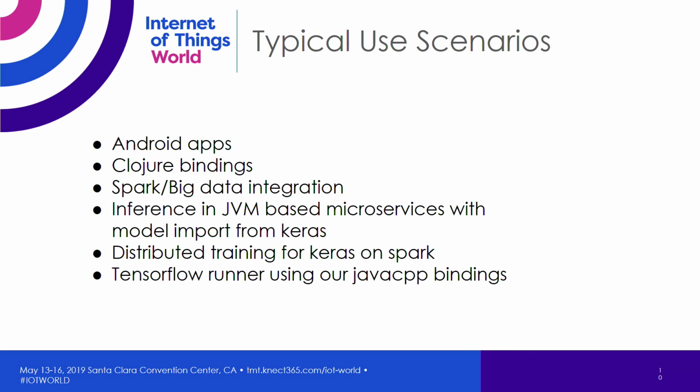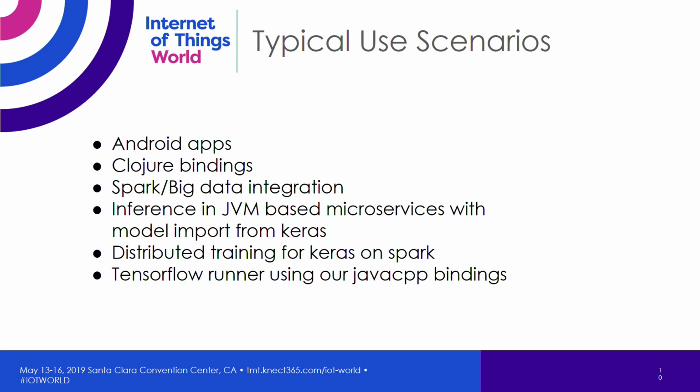So, use scenarios: Android apps. We work first class on Android, so you can work with us in Kotlin or whatever. Clojure: we have a neat little niche thing in the Clojure community as well. The Clojure bindings are Jutsu.ai, J-U-T-S-U, if Clojure is your thing. We're also the number one deep learning library on Spark. We're widely used everywhere from Alibaba to GE in terms of the Spark integration.